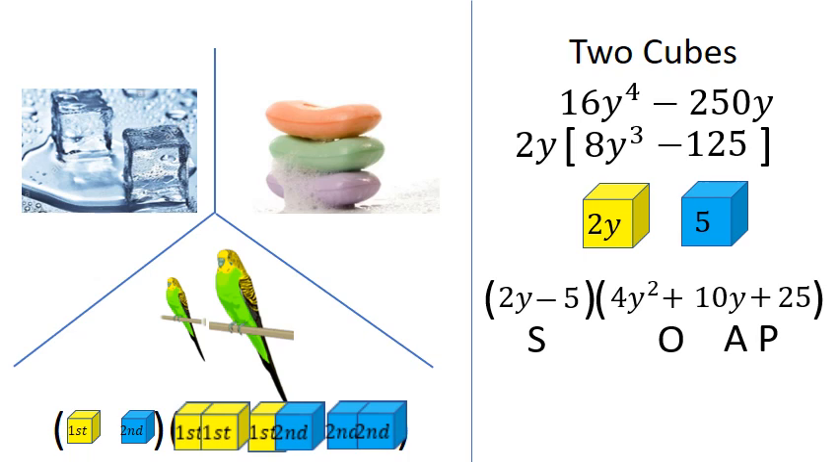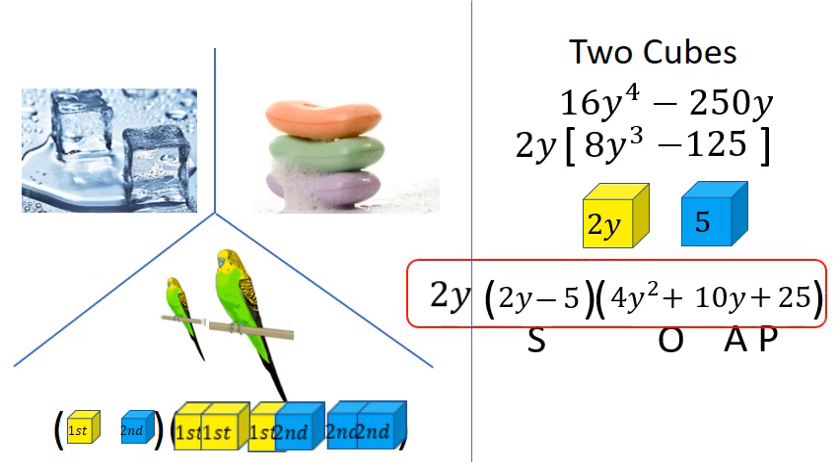But there's something missing from this answer. Because we pulled out a greatest common factor, we got to make sure it finds its way into our final answer as well. So bring that 2y down here, and now we can say that's our final answer. It's a lot of pieces there. We got the 2y minus 5, and that 4y squared plus 10y plus 25.